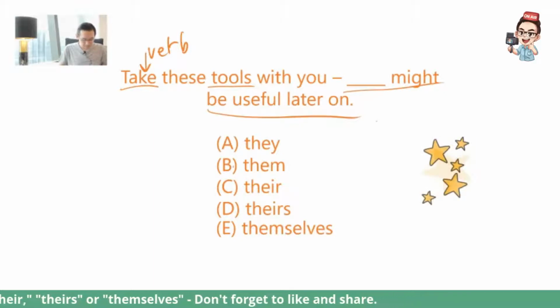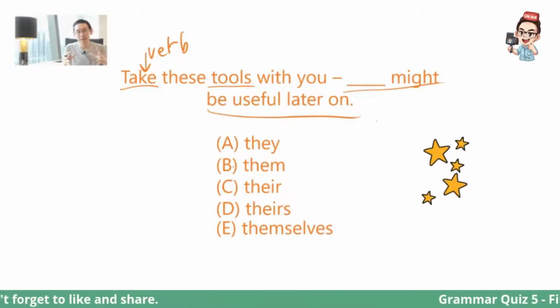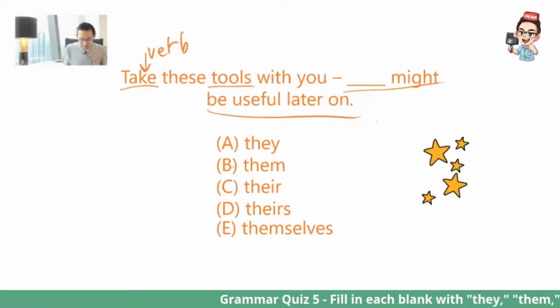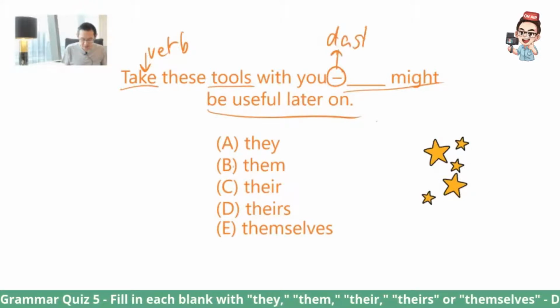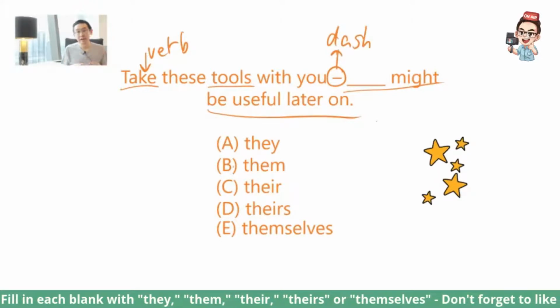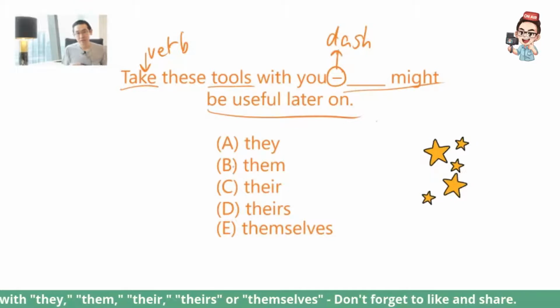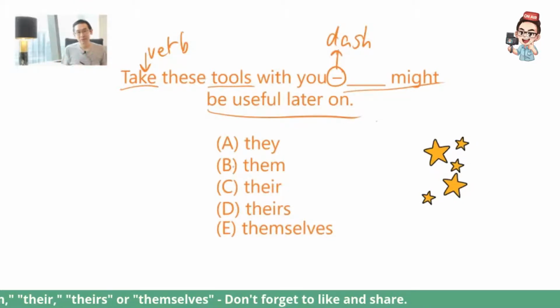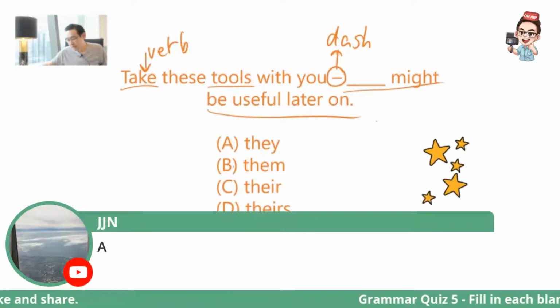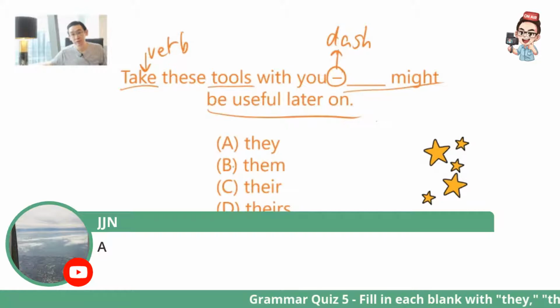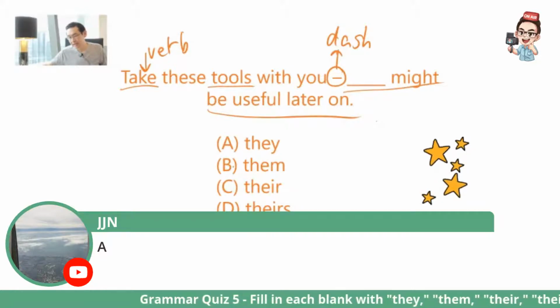Okay, so take these tools with you. Okay, so take these equipment, these things for doing things with you. Why? Okay, this is a dash. Okay, a dash is used to give more information to a sentence. Okay, so we use a dash in writing to add an extra piece of information. Okay, we have an answer from our YouTube viewer, so from JJN, and it's A as well.